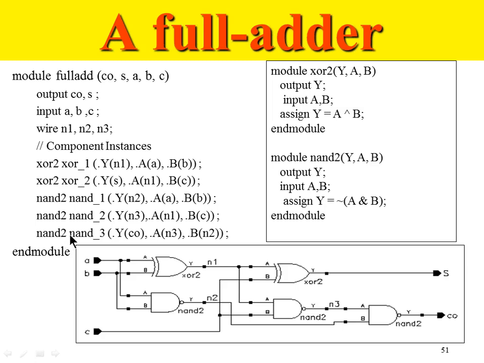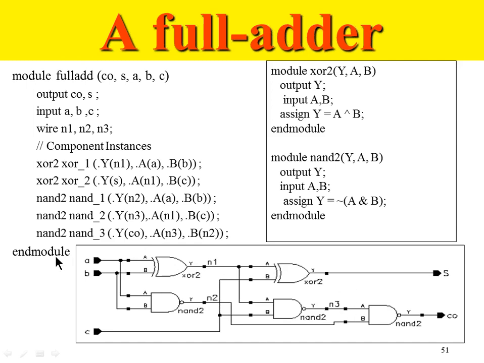Third NAND gate, NAND2 instance label is NAND_3. Dot Y goes to CO, which is a carry out here. Dot A goes to N3. N3 is the output of the second NAND gate connected to the third NAND gate input. Dot B is connected to N2. Then, this structure is done, so end module.